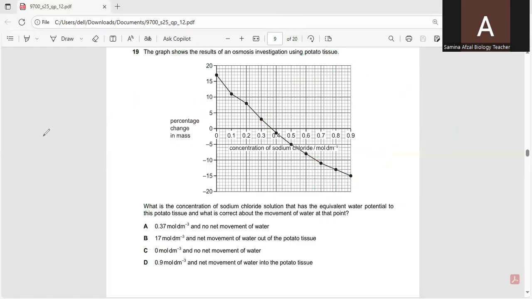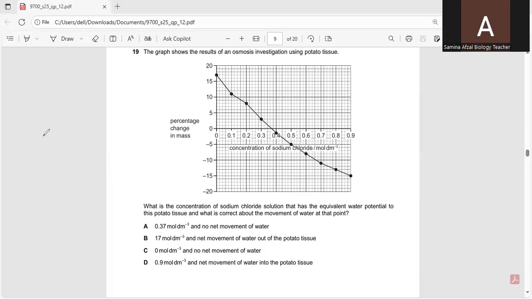the graph shows the results of an osmosis investigation using potato tissues. Again, osmosis is the process in which the water molecules move from higher water potential towards the lower water potential. So what is the concentration of sodium chloride solution that has the equivalent water potential to this potato tissue, and what is correct about the movement of water at that point? So, concentration of sodium solution that has the equivalent water potential. When there is equivalence in the water potential, then what will happen? There will be no movement of water molecules.